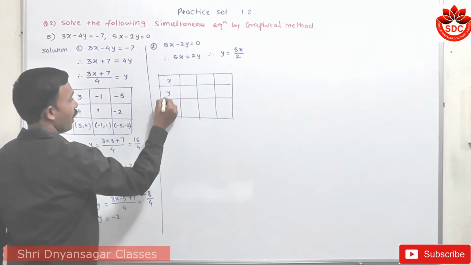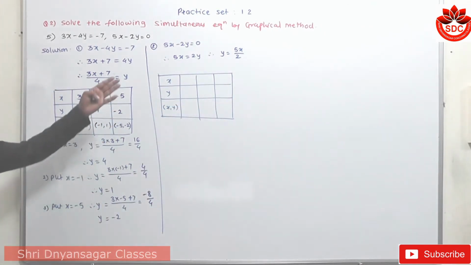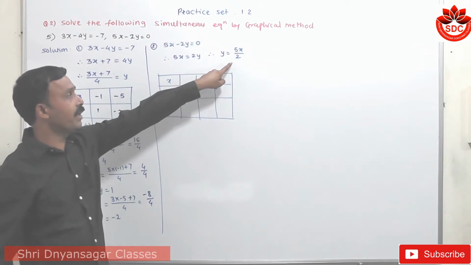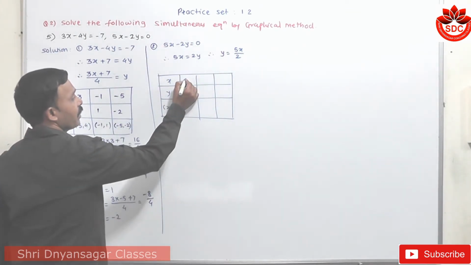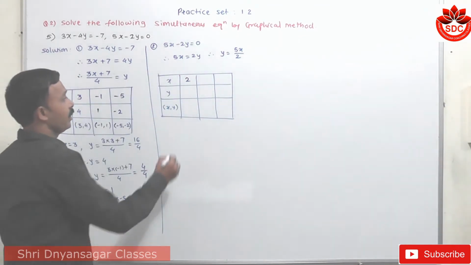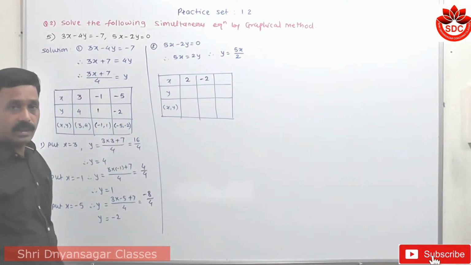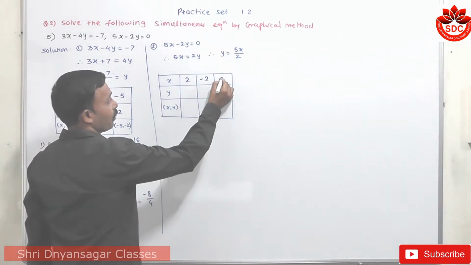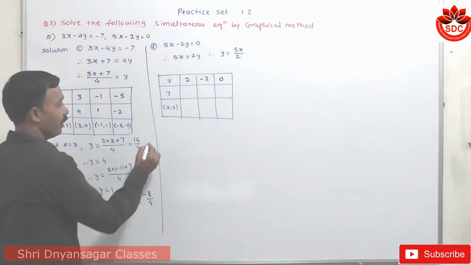Here is x, y, here is x, y. Now students, take such values that we can simplify by using this 2. Suppose first we take 2. 5 into 2 is 10, we can simplify by 2. Then the next one is minus 2 and then we take 0. Now I have to take these values and find the value of y.